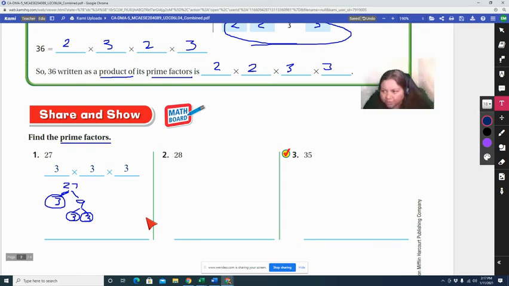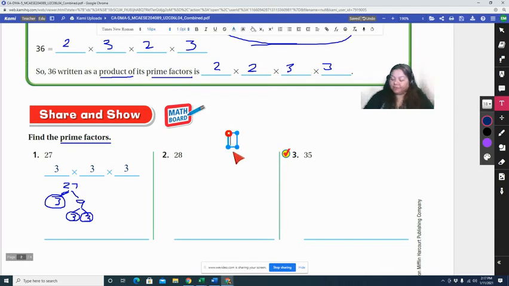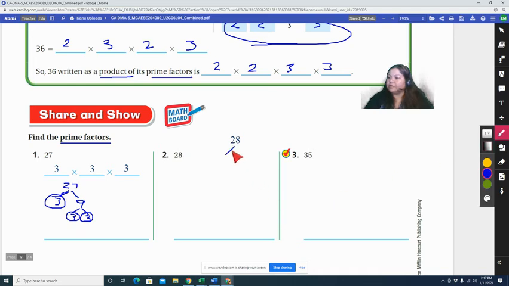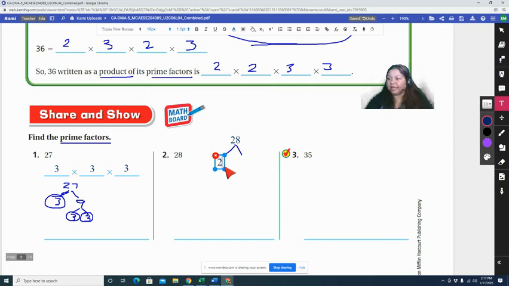Okay, let's do one more. Number 2. So I have here 28. Now here I can use my divisibility rule, which means it's an even number. So I know that 2 times a number will give me 28. So 2 times what number will give me 28? We'll just break it in half, right? So half of 28 is 14.